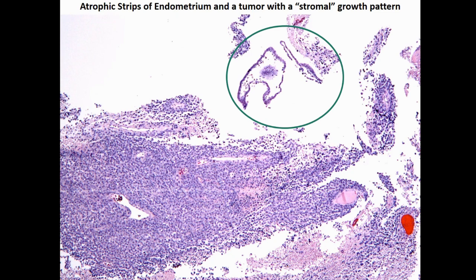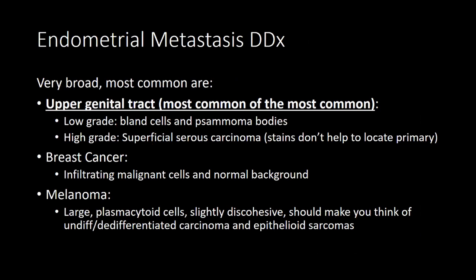Now, the differential diagnosis here is very broad. I mean, anything can metastasize to the uterus, to the endometrium, and you're going to find case reports of all of these things metastasizing. But if you're going to go for the most common, the most common of the most common is just upper genital tract metastasis, and that's usually going to be your serous carcinomas, both low and high grade. And this is kind of more of a gravity issue, right? The tumor cells will break off from their tubal origin, or wherever their origin is, but probably tubal, right? They'll float down the fallopian tube, they'll implant on the endometrium, and they'll start to grow because serous tumors can grow pretty much anywhere they land.